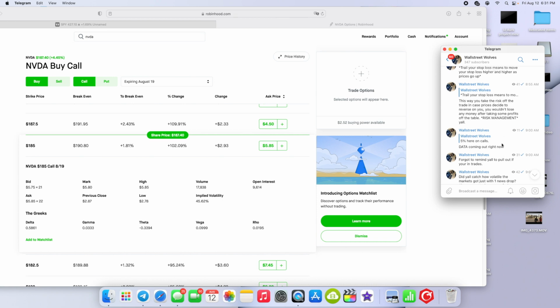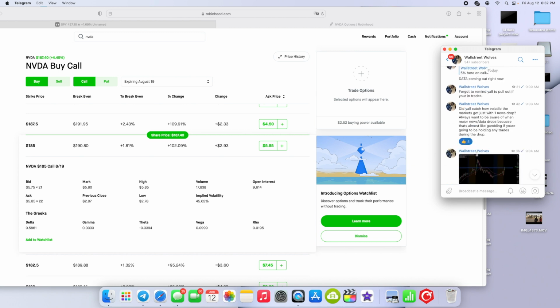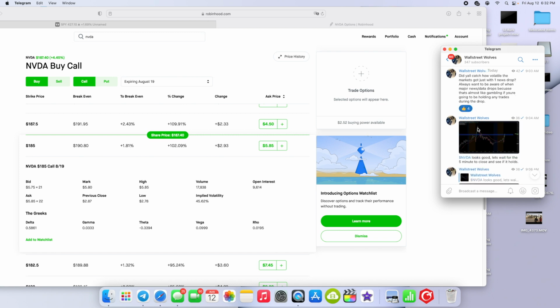And this thing right here, this kind of messed me up, to be honest. I lost a lot of money on SPY calls because I didn't pull out. And when this data came out this morning, SPY flooded like crazy. Did y'all catch how volatile? Yeah. Prices move crazy. Volatile means that prices went up and down very quickly, or prices went up a big percentage, or prices went down a big percentage in such a short period of time. That's what volatile basically means.